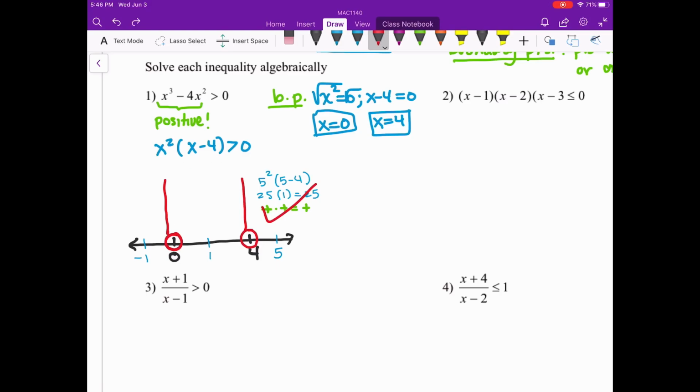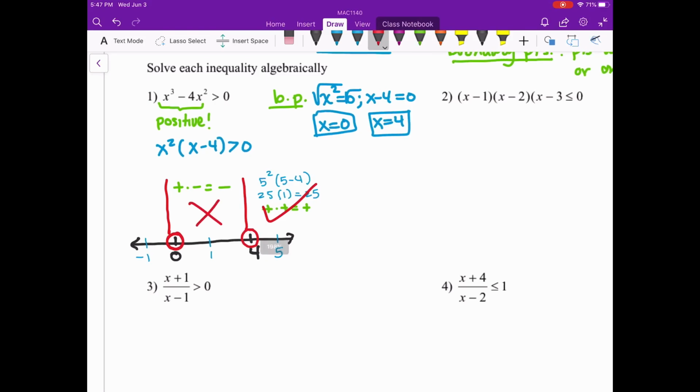That means that it doesn't matter which number I choose that is bigger than 4, this is going to be positive. If I plug in 1, the x squared is going to be positive. 1 minus 4 is negative, and positive times negative is negative. I don't want the answer to be negative. Therefore, this interval is not going to work.